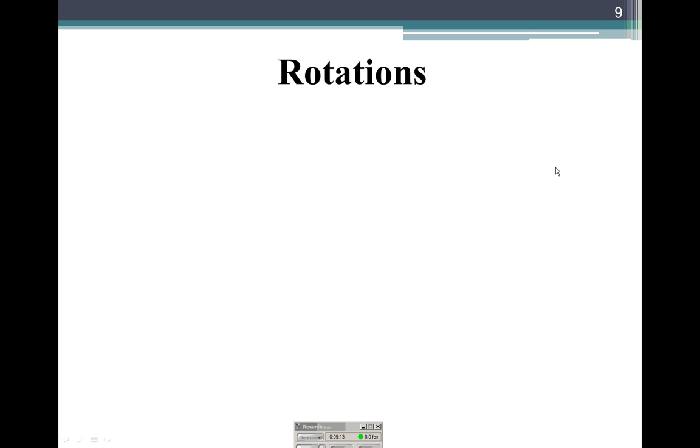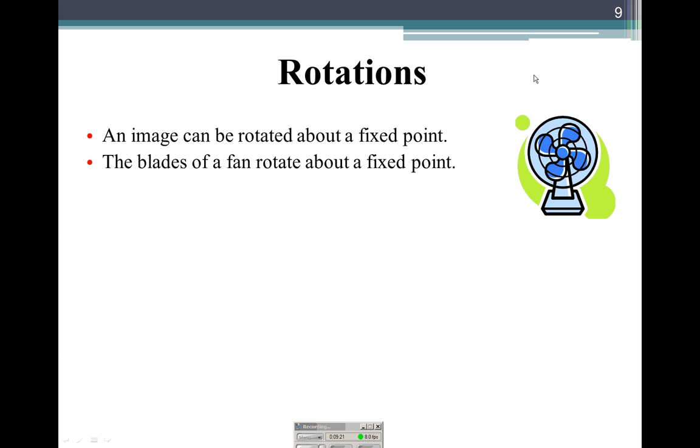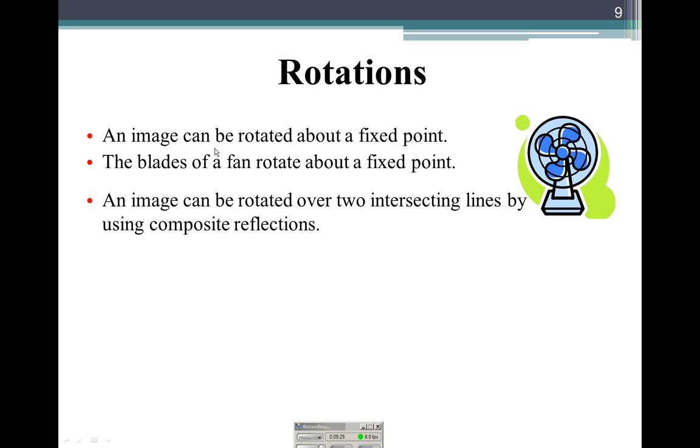For rotations, an image can be rotated about a fixed point. For example, the blades of a fan rotate about a fixed point. An image can also be rotated over two intersecting lines by using composite reflections.